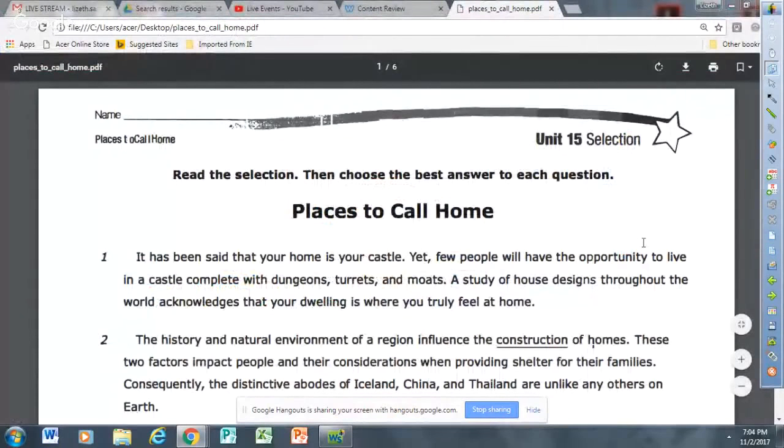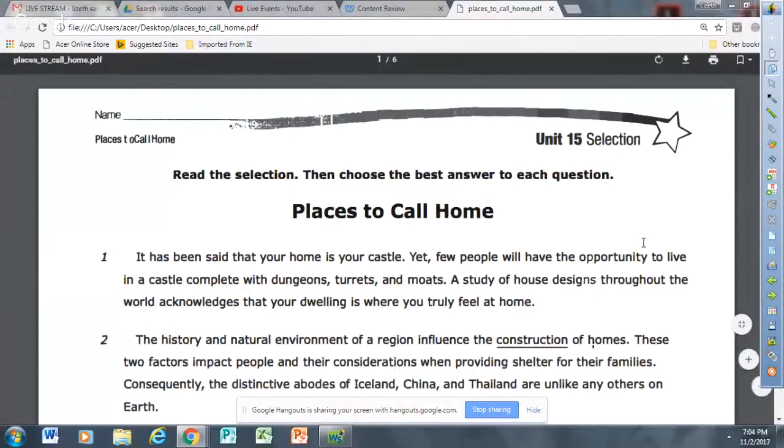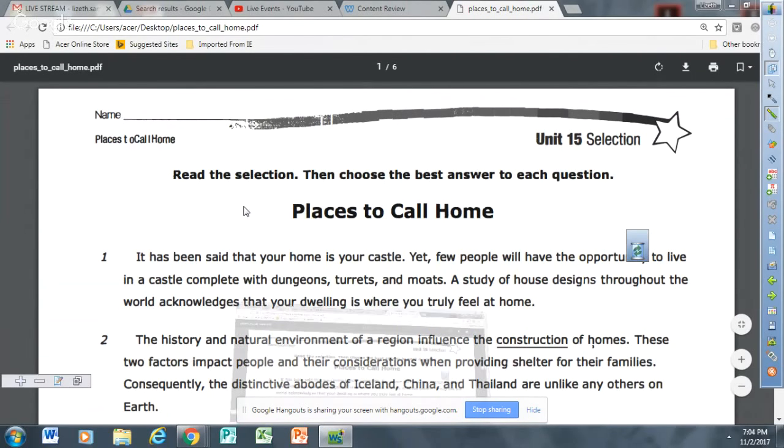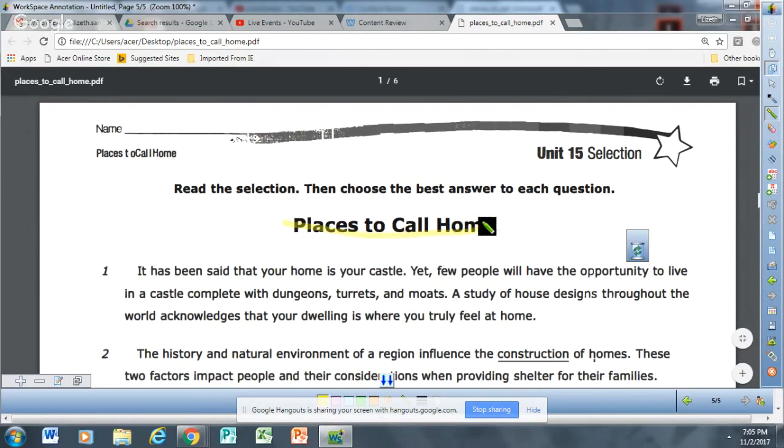Okay, so places to call home. Even before I read, I can look at my text features and see that there are certain things that I should note or pay attention to. There are clues to what we're going to read. If we look on here, we've got the title, Places to Call Home.